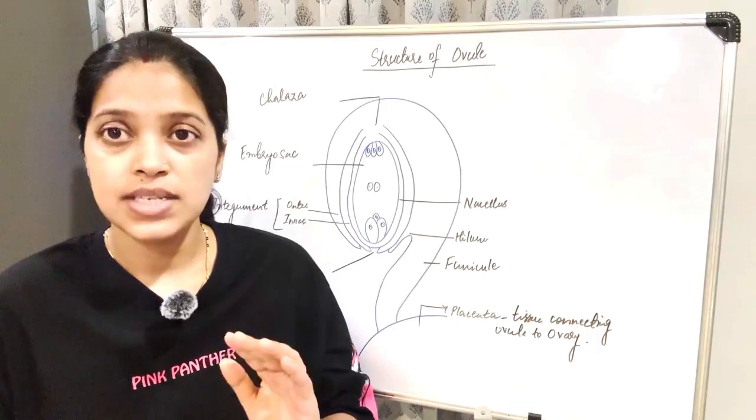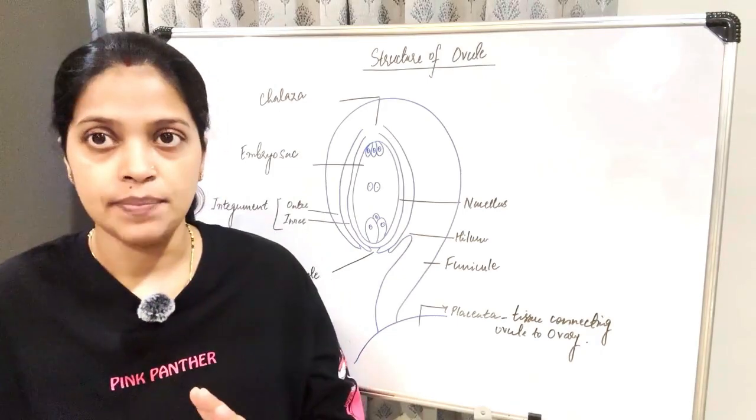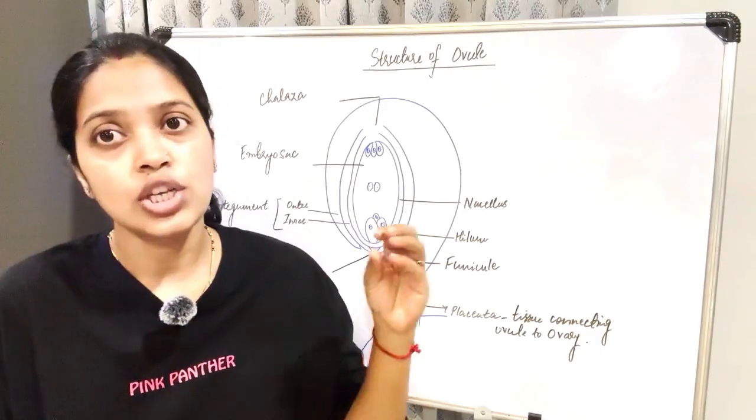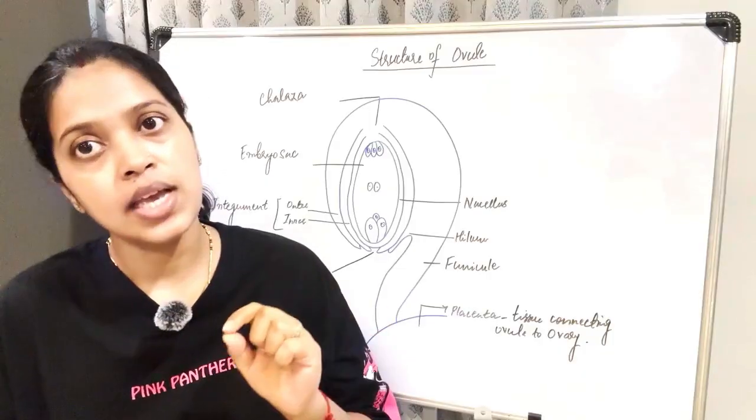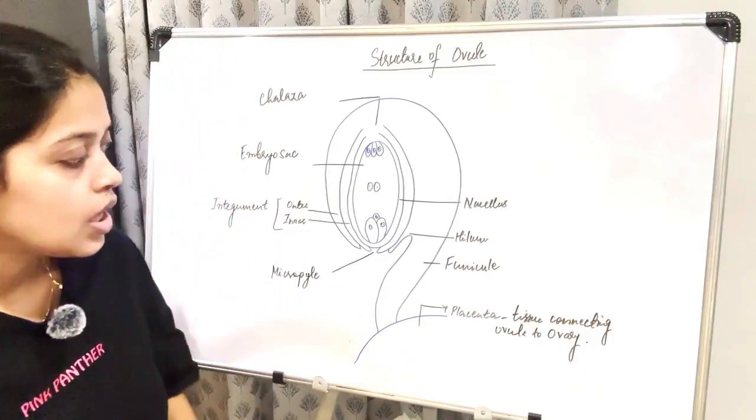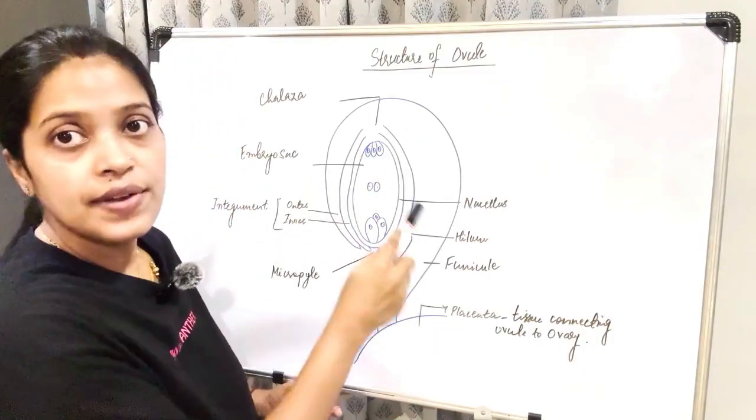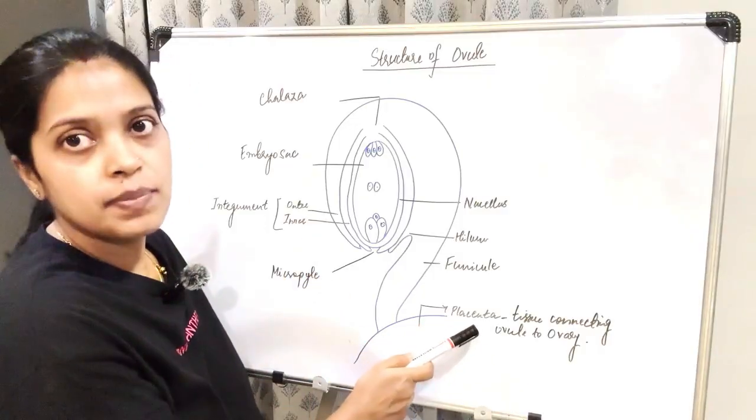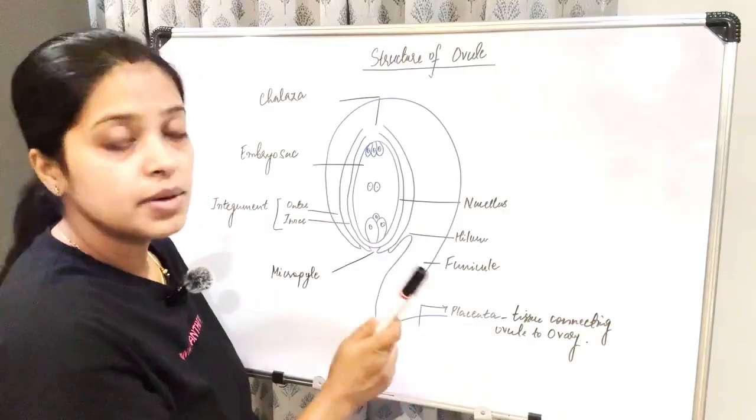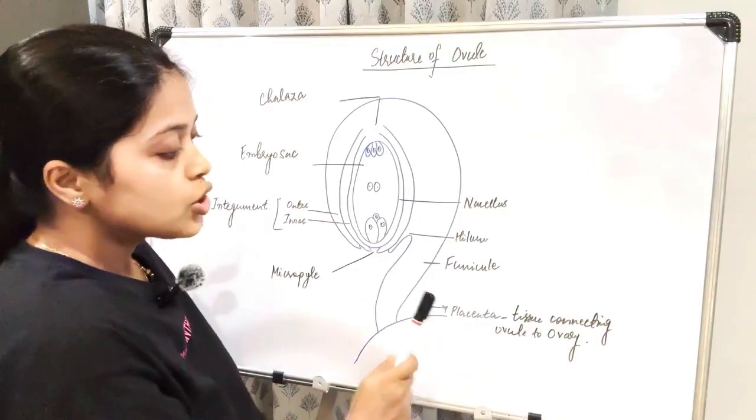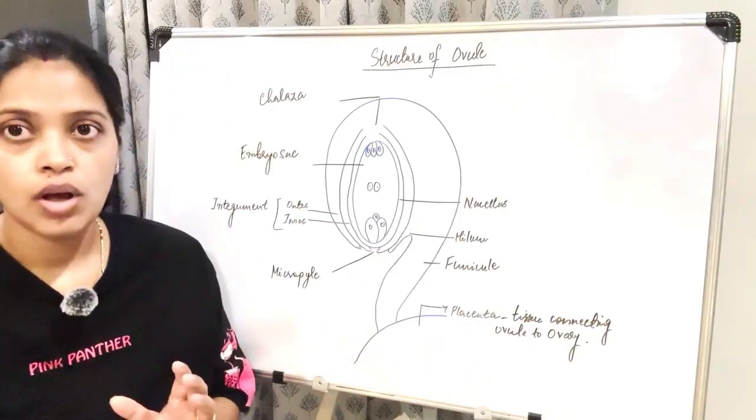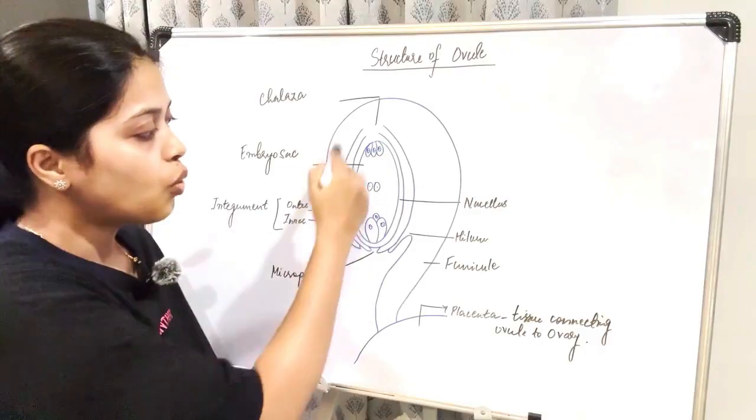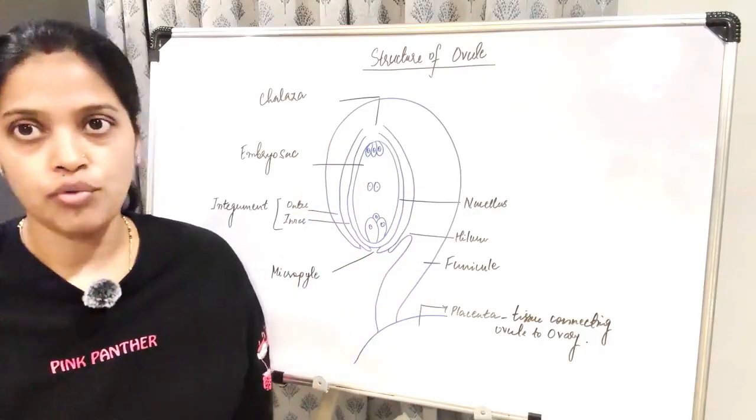So the ovule is present inside the ovary. After fertilization, the ovule is converted into the seed. So this is the well labeled diagram of the ovule. First we'll talk about the placenta. This I have already told in my previous video also. So the placenta is the tissue which connects your ovule to the ovary.